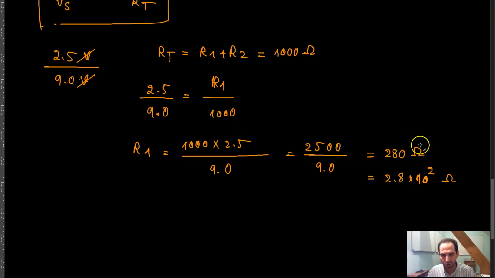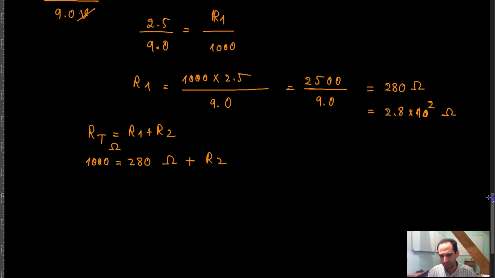And now that I know that R1 is 280 ohms, and I know that R of t is equal to R1 plus R2, then I can write 1000 ohms is equal to 280 ohms plus R2, and therefore R2 would be equal to 1000 ohms minus 280 ohms, which is about 720 ohms, R2.